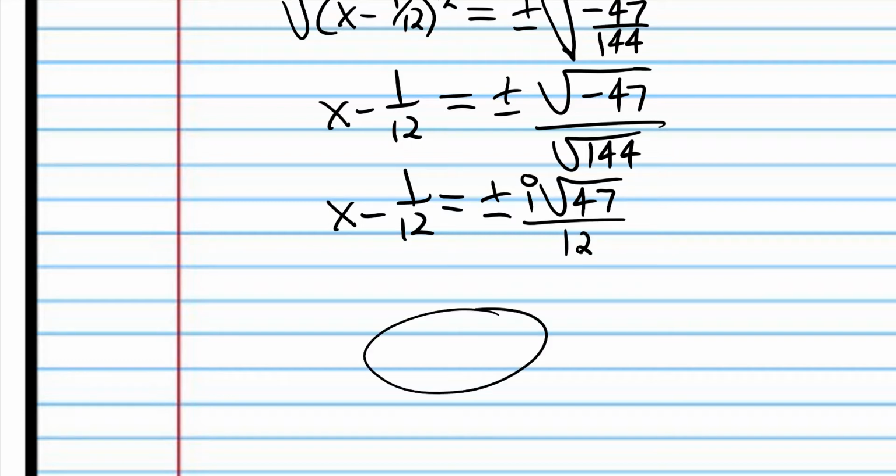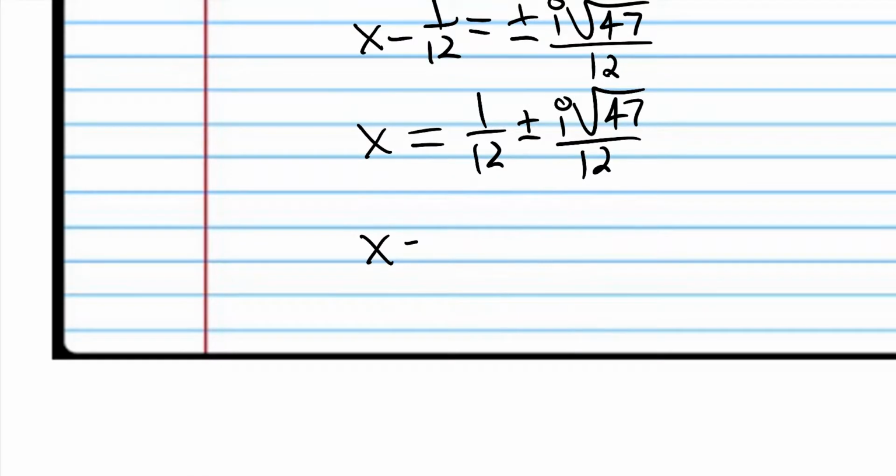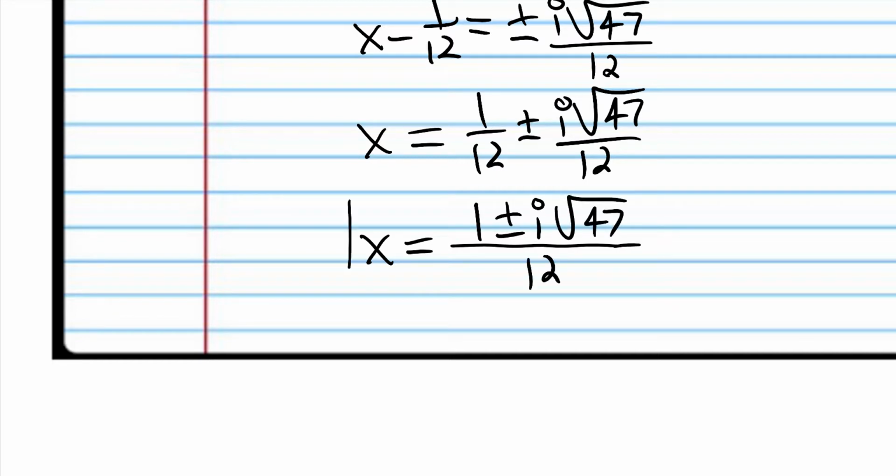Again, on your iPhone, the button would probably look like this, something like that. So you plug in the number first, 144, then you push this button. If you're using an Android phone, then you're going to have to put the symbol first, and then push the button in there. It'll have probably parentheses here. Okay, so now we're going to put that 1/12 on the other side. And finally, x is equal to 1 plus or minus i root 47 over 12.